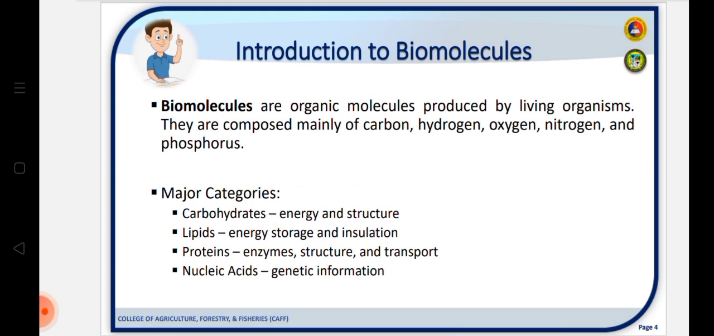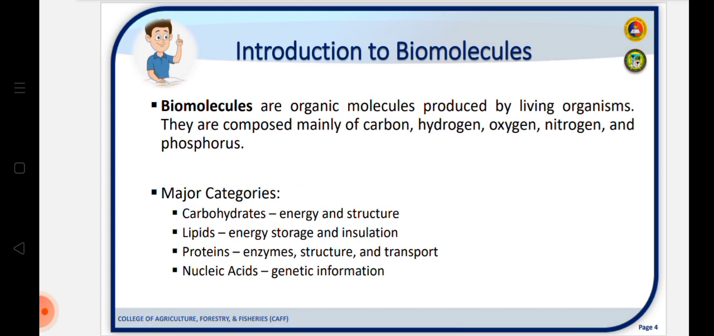The third biomolecule we have here is proteins. So proteins are the workhorses of the cell. They act as enzymes, transport molecules, and provide structural integrity. Their diversity in function stems from their complex and variable structures.